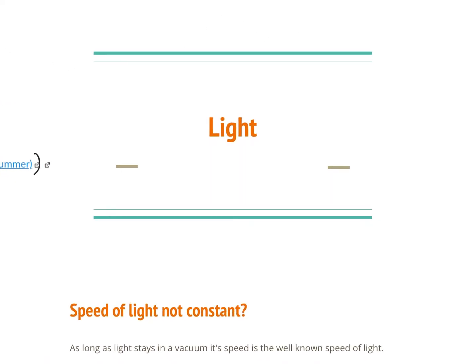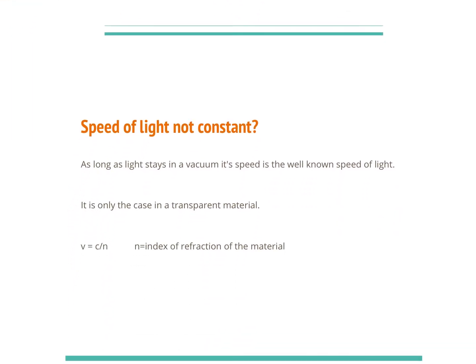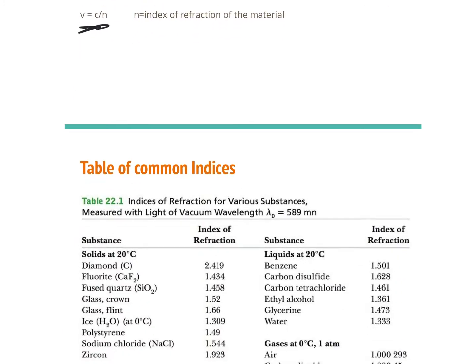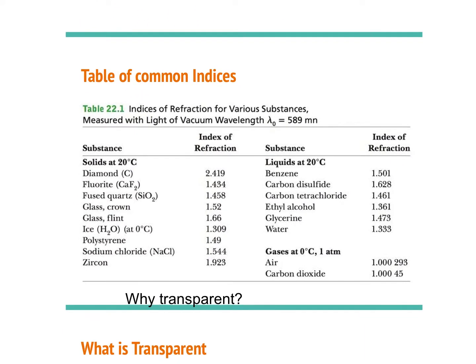Okay. So, we've talked about the speed of light. The speed of light in a vacuum being a very specific value of 3 times 10 to the 8 meters per second. But that's the speed of light in a vacuum. If you have light going through a different medium, it'll have a lower speed due to its index of refraction. And here we have some common indices of refraction.